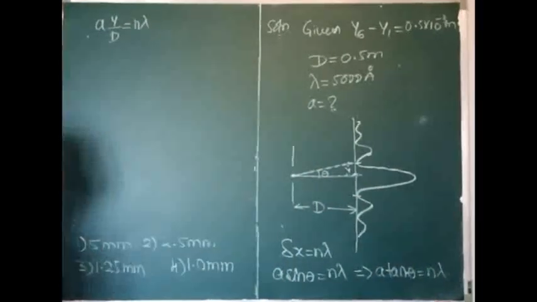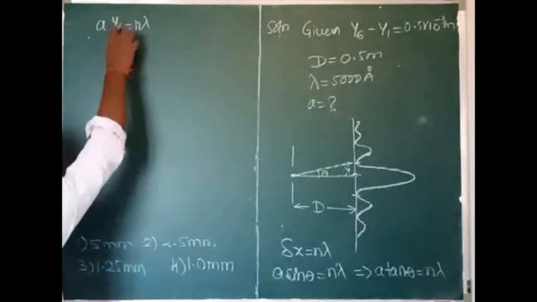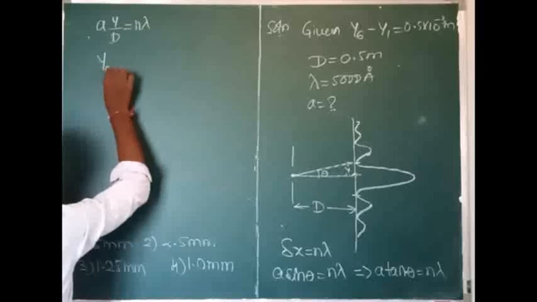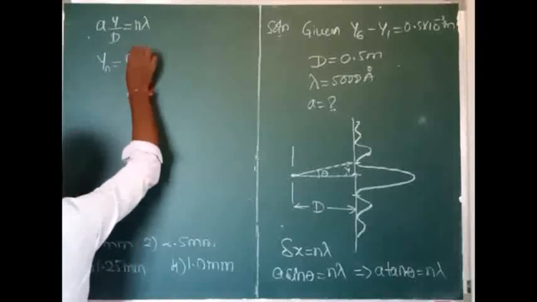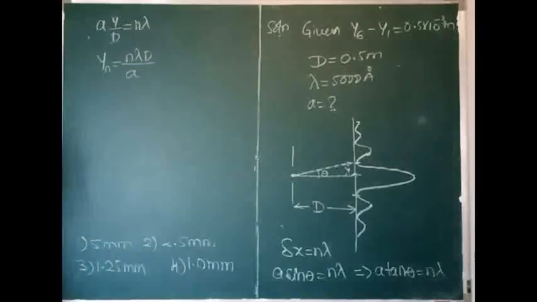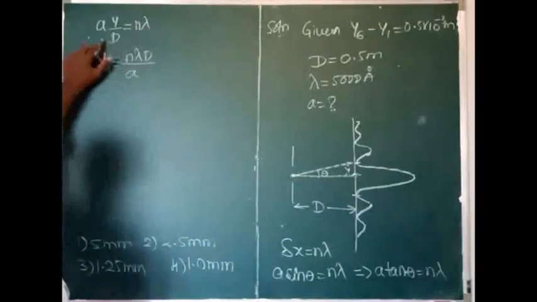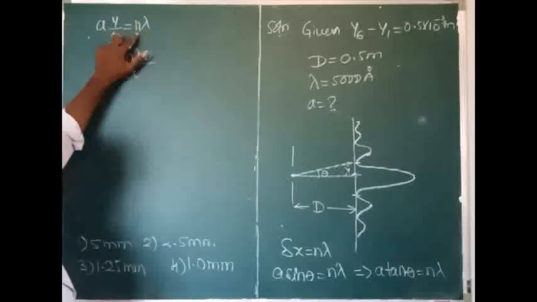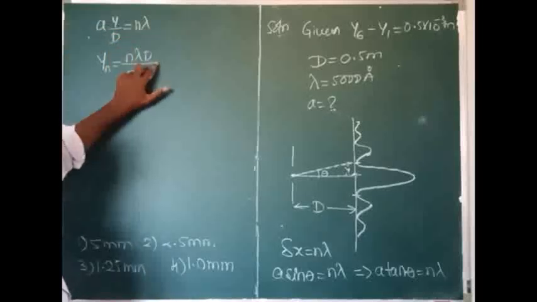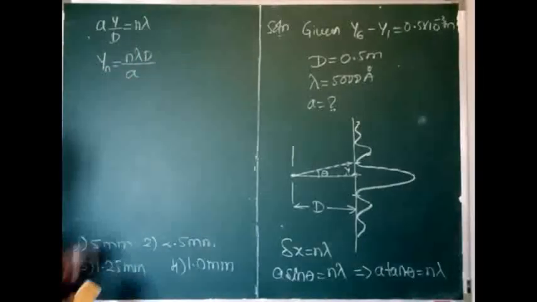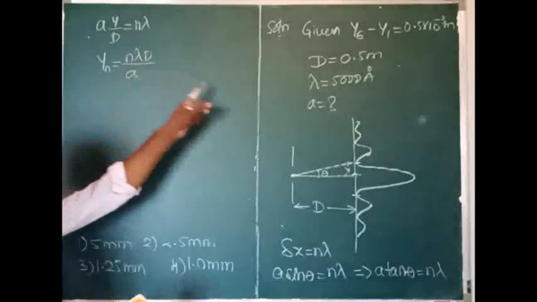N into lambda. Then we are going to find the position of the nth minima. That is yn is equal to n into lambda into capital D divided by a. So we are going to find y here. Then I will take capital D to the right hand side, that will be multiplied: n into lambda into capital D, and I will take a to the right hand side, that will be divided here. That is the position of the nth minima.